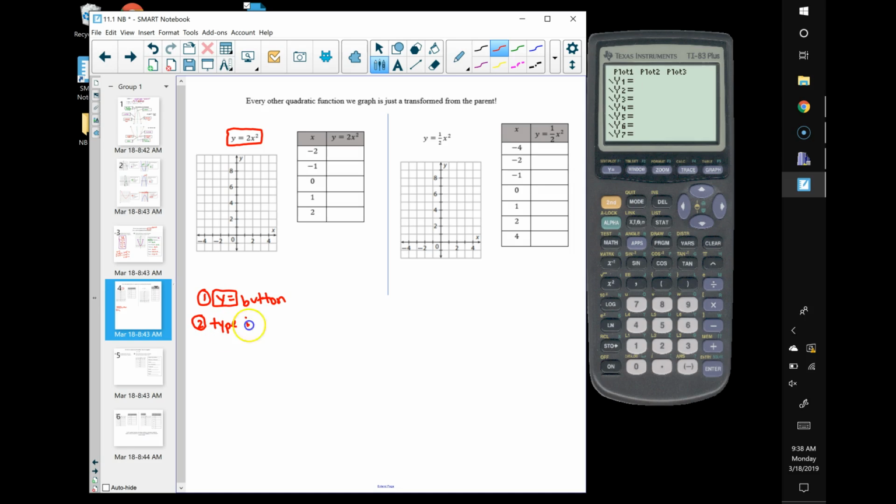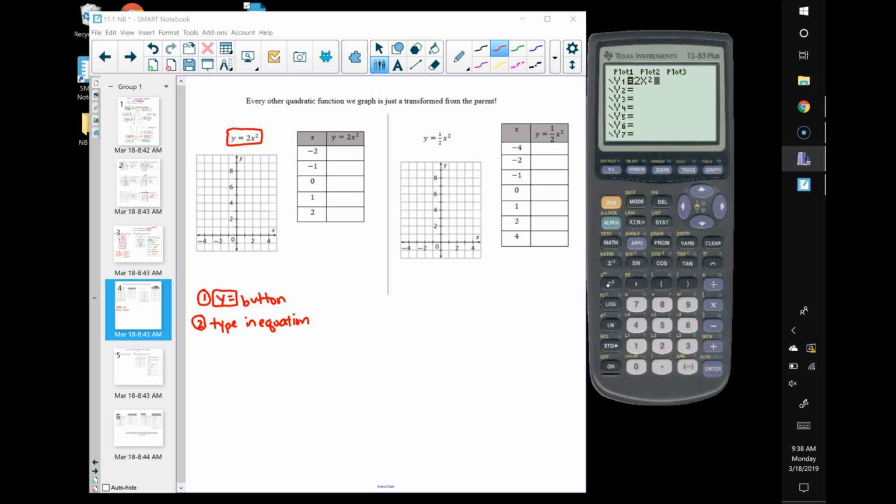type in the equation. Well, my equation is 2x squared. So 2, then I'm going to hit my variable button, which is this button right here that has the x, t, theta, and pi symbol. It's right above apps. That'll give you an x. And then to get squared, you just hit that little x squared button. So I typed in my equation, okay?